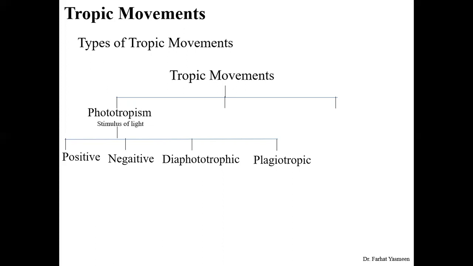diaphototropic. Diaphototropic are the movements that are basically at right angle to the incidence of rays of the sun. If movement is at right angle to the incidence of rays, then this type of movement is known as diaphototropic. Or it is plagiotropic. Plagiotropic are the movements which are at any angle other than the right angle. If the movement is towards the light source, but it is making an angle other than right angle, then it is known as plagiotropic movement.